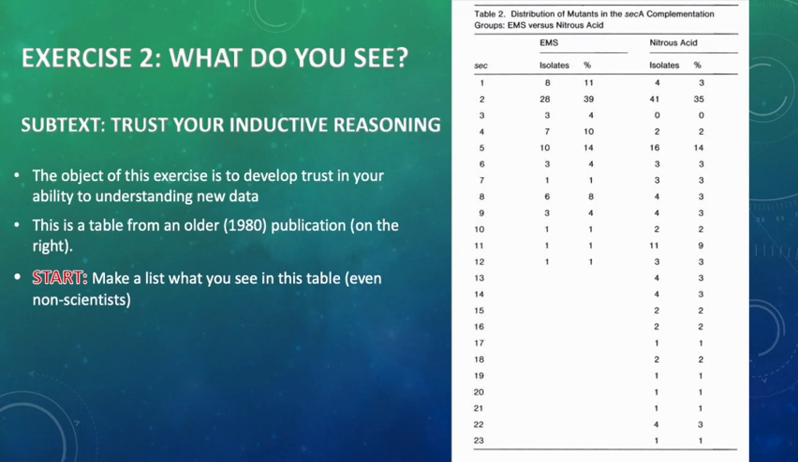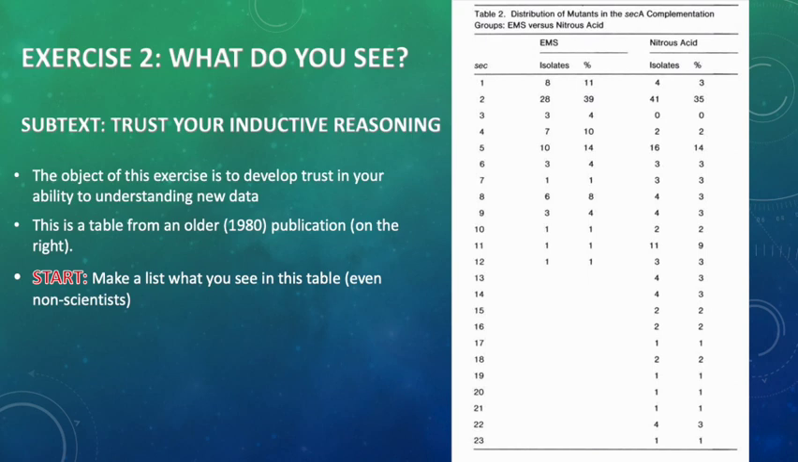What I noticed was that part of the difficulty in getting my former students used to using their imagination was that they didn't trust what they could see. I think it was because they had so much input and were required to memorize that they didn't feel competent to look at something and have a path to understanding what it was themselves. So the object of this exercise is to develop trust in your ability to understand new data.